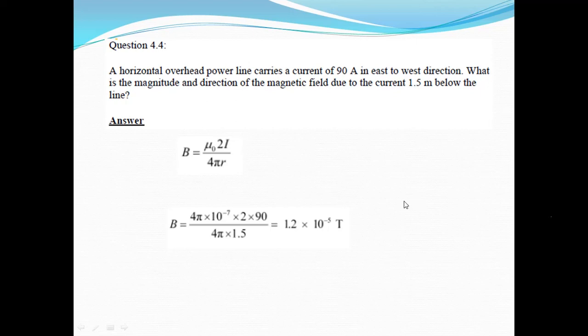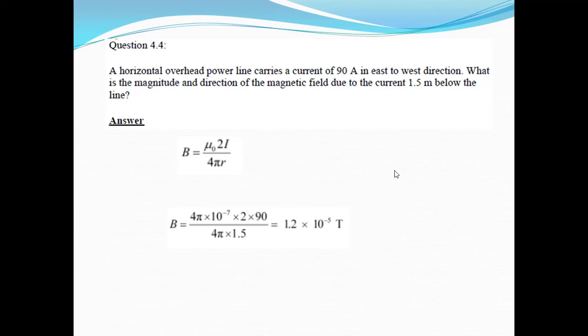Next question. A horizontal overhead power line carries a current of 90 amperes in east to west direction. What is the magnitude and direction of the magnetic field due to the current 1.5 meter below the line?